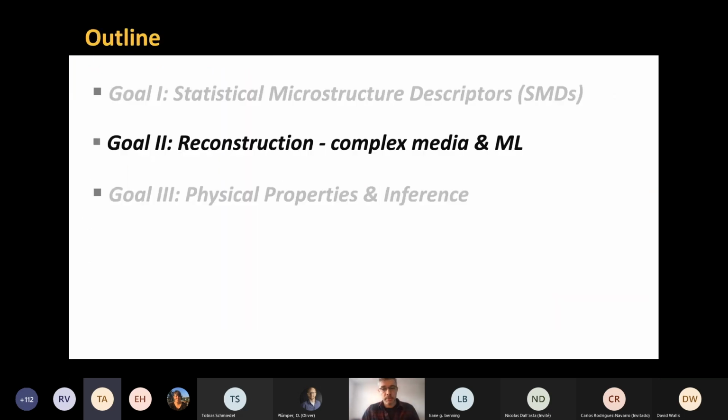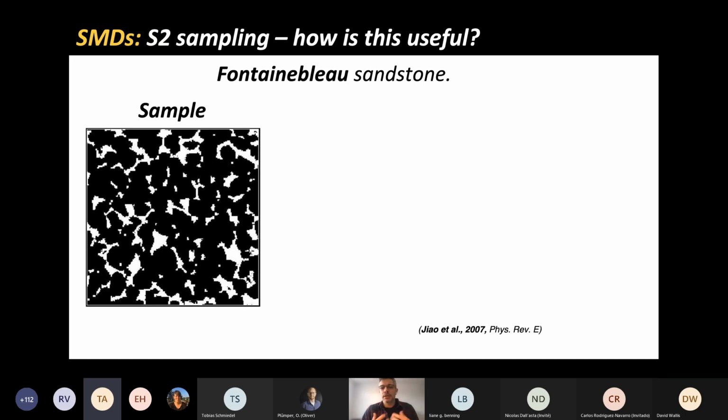This leads us to our next problem. This problem is referred to in material science as the reconstruction problem. And this is the problem where you start with a sample. So take this sample here, this is a segmented version of the Fontainebleau sandstone. Okay? And we have one sample, and let's say we want to generate a numerically equivalent sample to this.